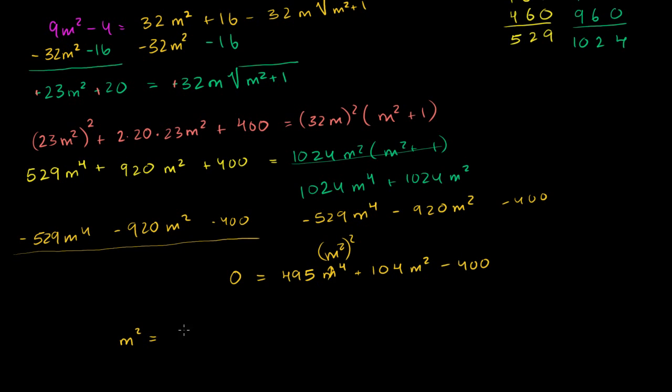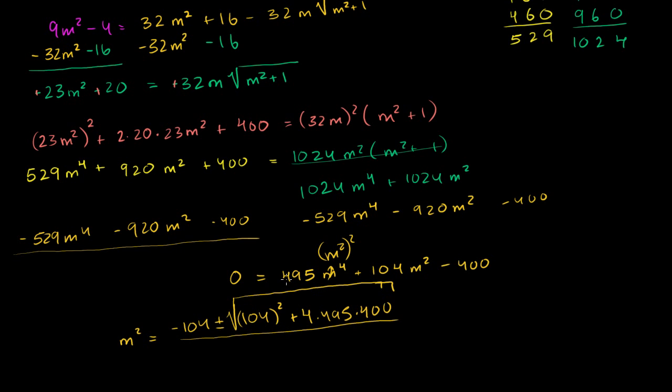M squared is equal to negative b, negative 104, plus or minus the square root. More fun math for us without a calculator. Plus or minus the square root of 104 squared minus 4 times a, which is 495, times c, which is negative 400. So that'll make this a positive, and you have a 400 right over here. And then all of that over 2 times 495. 2 times 495 is what? It's going to be 10 less than 1,000. So it's going to be 990. So let's try to see if we can evaluate this.